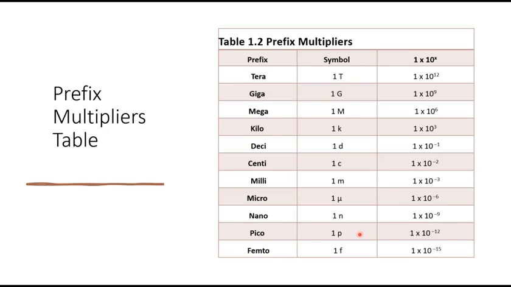Pico has the symbol lowercase p, and 1 pico means 1 times 10 to the negative 12. And femto. Femto has the symbol lowercase f. 1 femto corresponds to 1 times 10 to the negative 15. Make sure that you know these prefix multipliers.